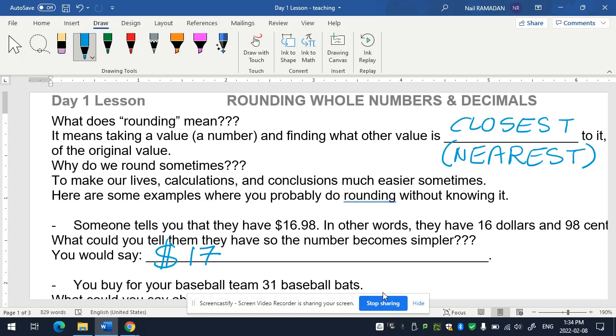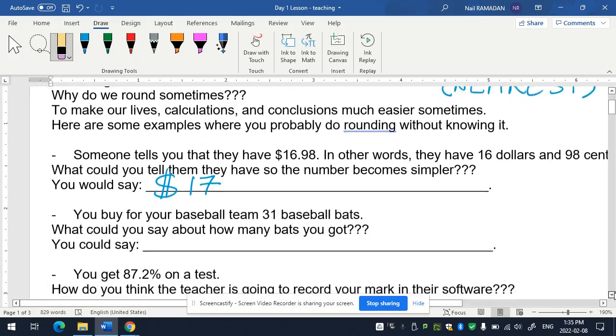Now here's the thing. Jalil, you said 17, right? That's correct. Could you have said 17.00? Could you have just, instead of saying 17, said 17.00? Technically, yes, it is the same thing. However, the whole idea is to make lives easier. So we're going to say we do not need to put the 00 cents. Just $17. We understand that it is 17 and no cents. Good. Perfect. All right, next one.